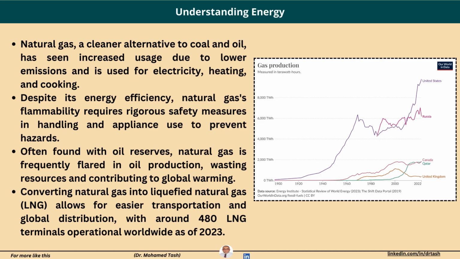A viable solution is converting natural gas into liquefied natural gas, LNG, by cooling it to approximately -162°C. Creating a highly concentrated energy form that is more manageable to ship, occupying 600 times less volume than in its gaseous state. This process enables the transport of natural gas from remote areas to needed markets. As of 2023, approximately 480 LNG terminals operate globally, with imported LNG being regasified upon arrival.